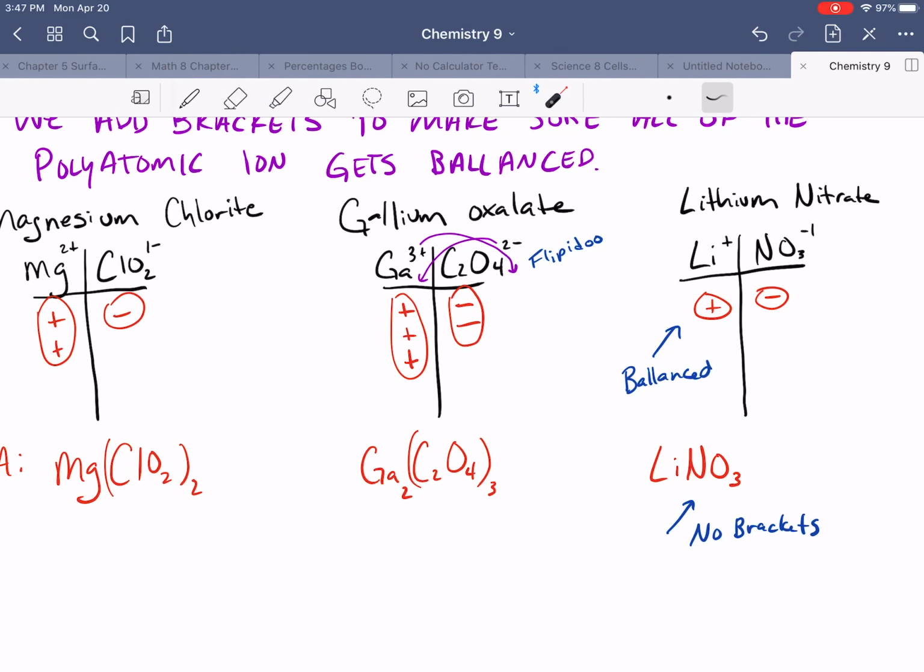The last one here is lithium nitrate. Again, it's not nitride. That would be found on the periodic table. But "ate" is found on the polyatomic ion table. So we notice that its charge is -1 and that lithium's charge is +1. And guess what, guys? It's balanced. So this needs no brackets or no numbers. It's just lithium, LiNO3. Just simply write it through like that because it doesn't need any numbers.